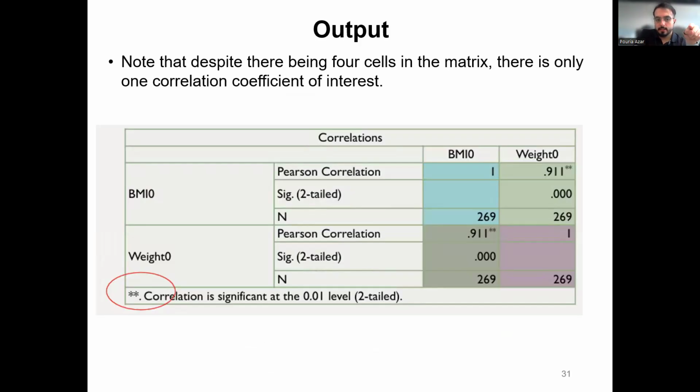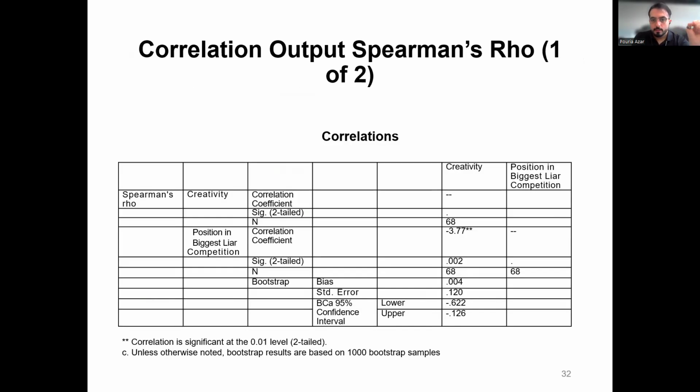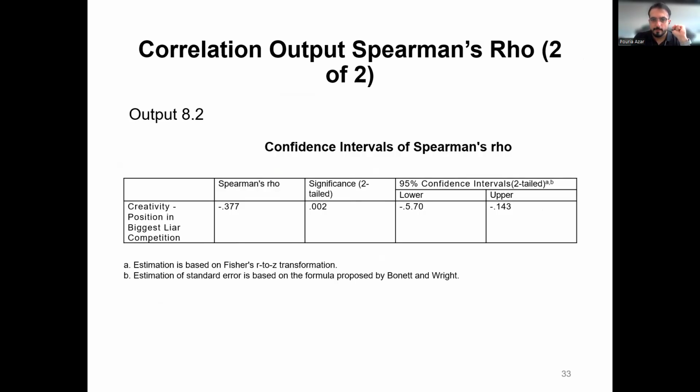So as I said in the note for the correlation matrix table, there's a note that indicates two asterisks: correlation is significant at the 0.01 level, which indicates our p-value. This is a correlation output for Spearman's rho, which is kind of similar to Pearson's correlation. So we get confidence interval here, significance, which is our p-value, and Spearman's rho.